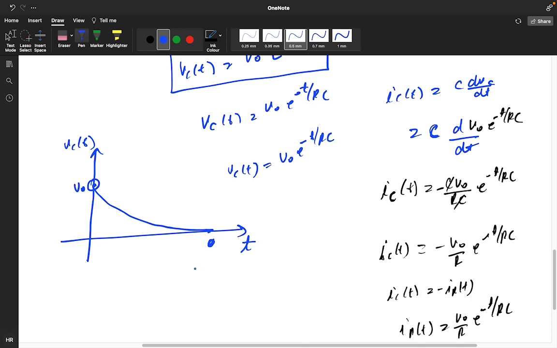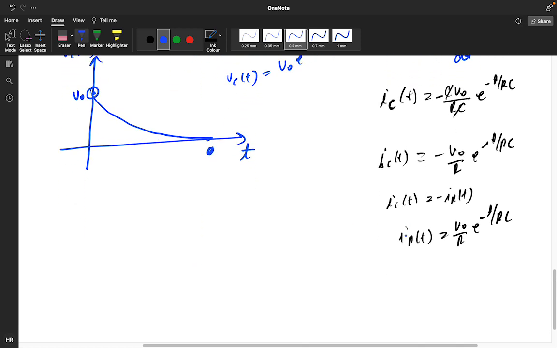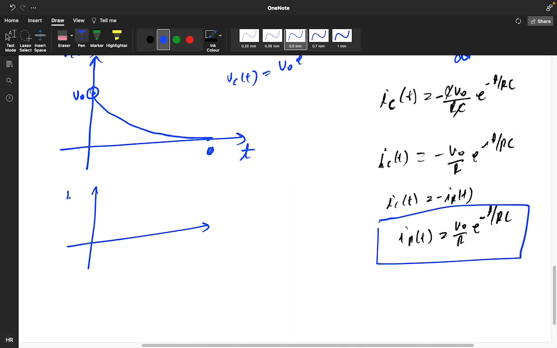What about IR of t? The IR of t equation is this. So I'm considering my IR of t and this is my t position. At t equals 0, what will the curve be? V naught by R. And at t equals infinity, it will be 0. So what will the curve be? It is again exponentially decreasing.